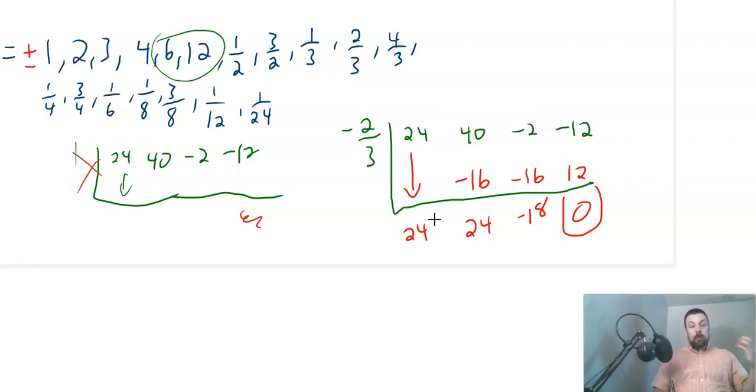But once you find a number that gives you a remainder of 0, you stop using synthetic division, for now at least. Occasionally you might have to go back to it, but not on this problem. We shouldn't have to. And then you find the rest of your zeros by factoring. You found 1 so far, right? Negative 2/3 is definitely a 0. But we get the rest of our zeros by factoring.